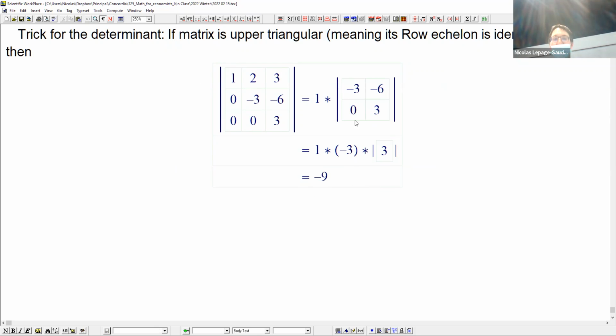So upper triangular means it has elements that are non-zero on the diagonal and on the top elements, but below the diagonal, they're all zero. So if that's the case, then you can see that a very neat way to compute the determinant is just to compute the product of the diagonal elements.